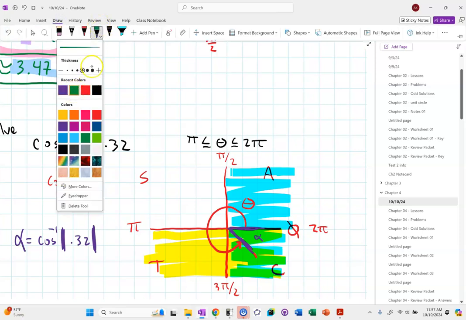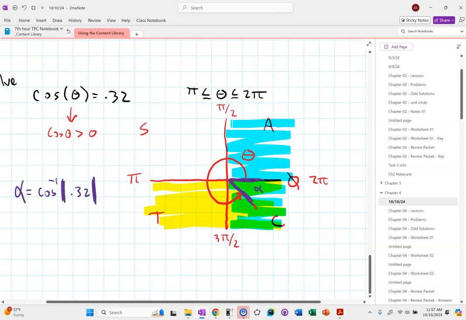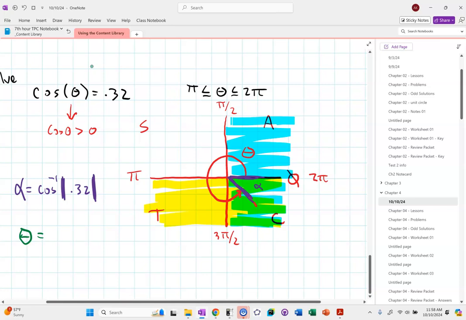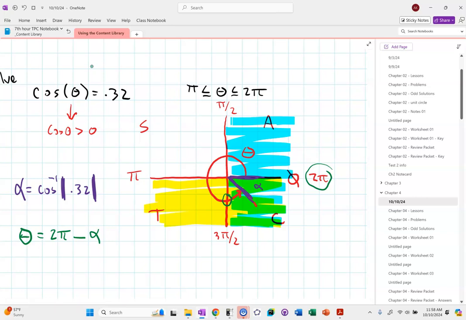Okay. Now we're going to write our equation for theta. So theta equals, the part of the x-axis that makes up my angle theta is 2 pi. Because the last axis I cross before getting to the terminal side is a y, I'm going to subtract, and then it'll always be alpha. Is everybody okay with how I set up the equation?